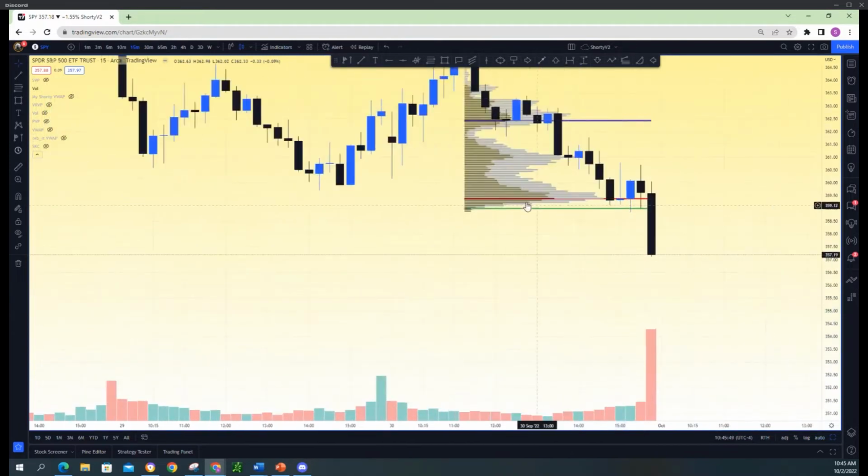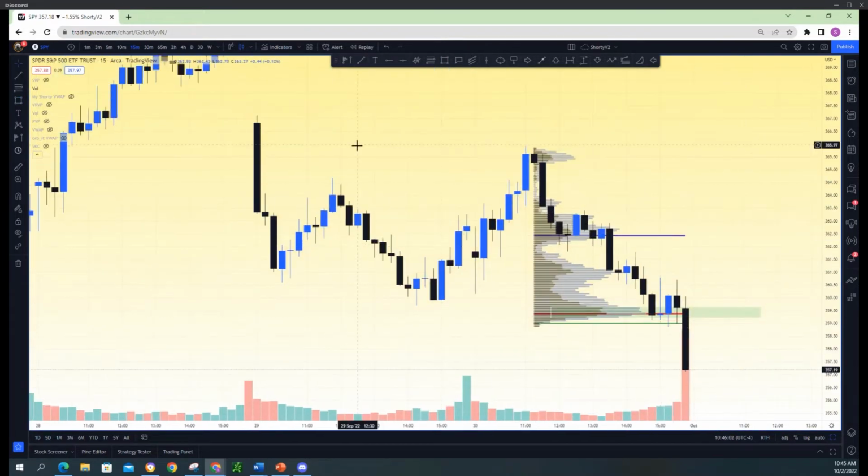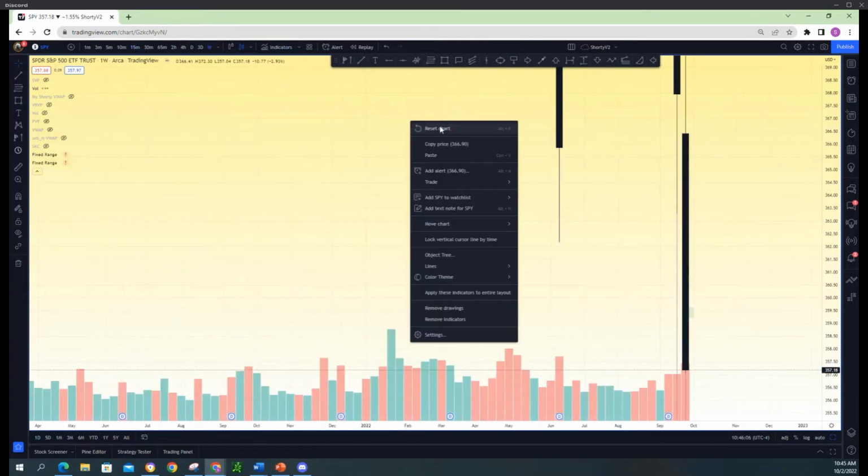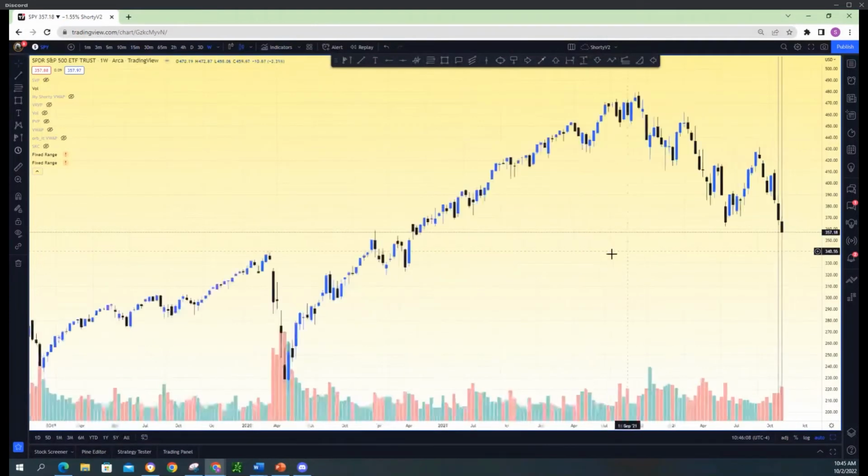So tomorrow is going to be interesting, right? They're going to have the 360 level right here. There's going to be major resistance for it. And here you have value area low. So you use this on different time frames, depending on what kind of trader you are. If you're a swing trader, you want to look at something like weekly or daily, right?